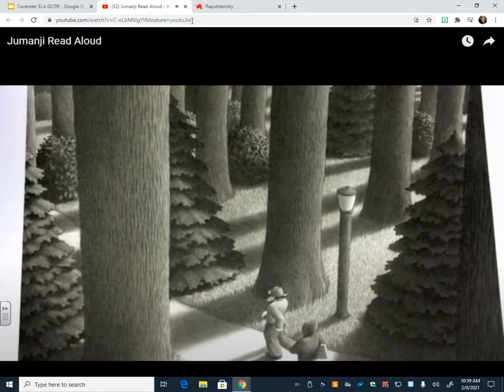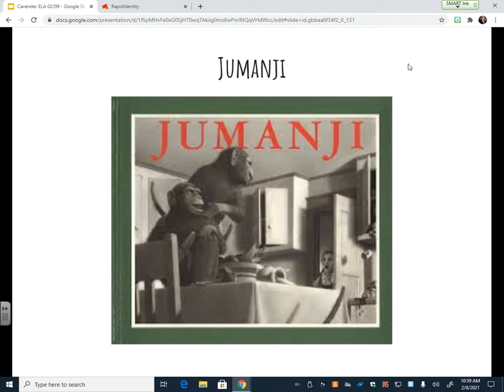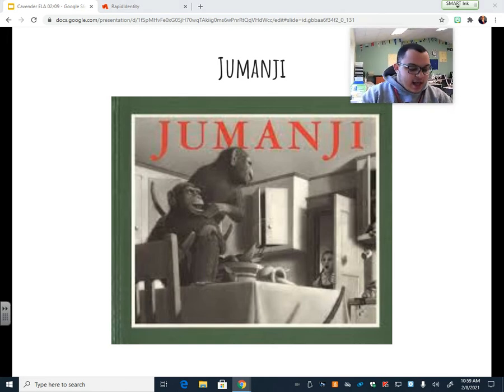All right. So that is the first story, Jumanji. And what I want you to do is start thinking, what were the names of the characters? Where did the story take place? What happened in the story? And what was the moral or the theme of the story?